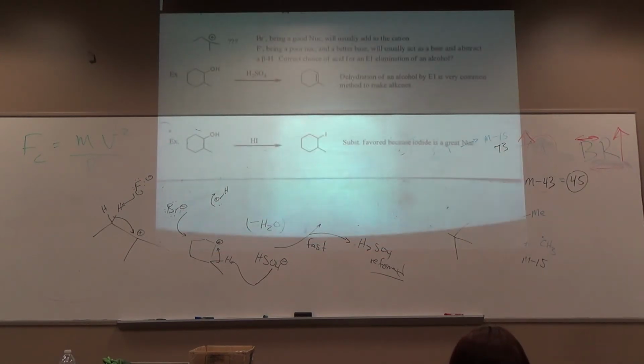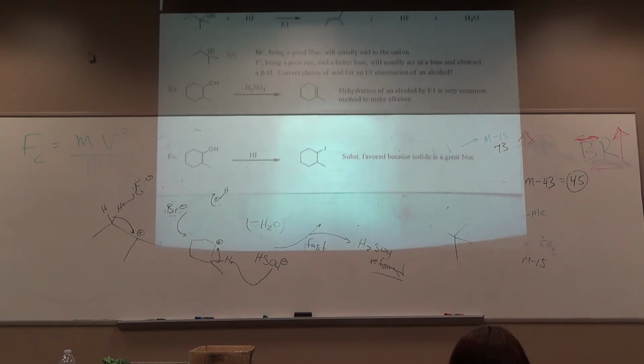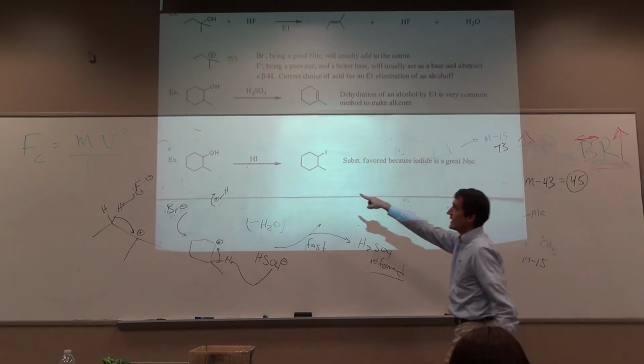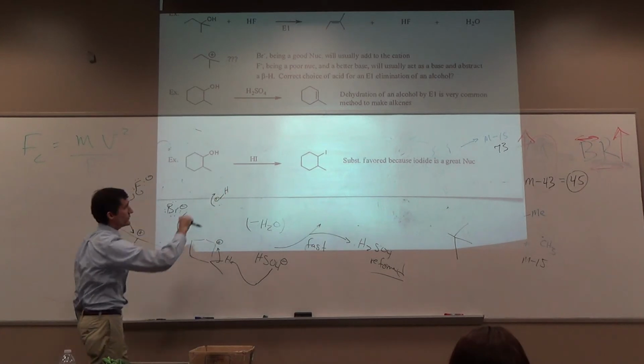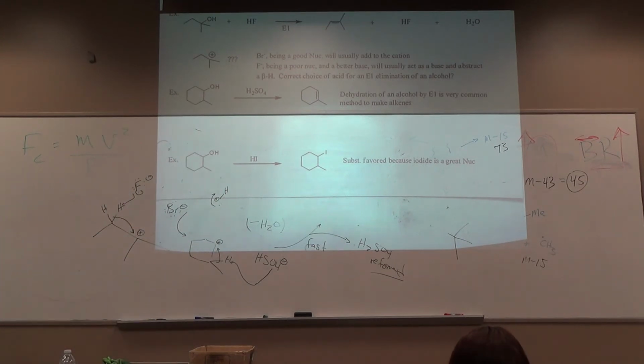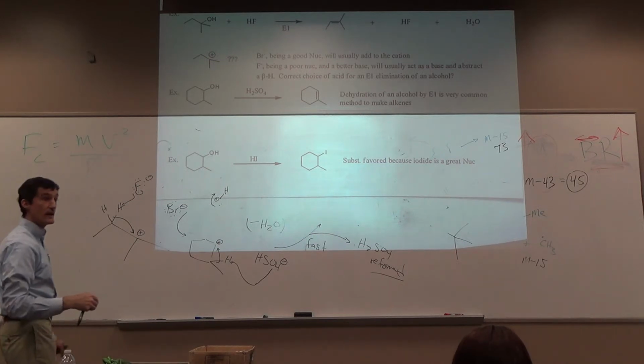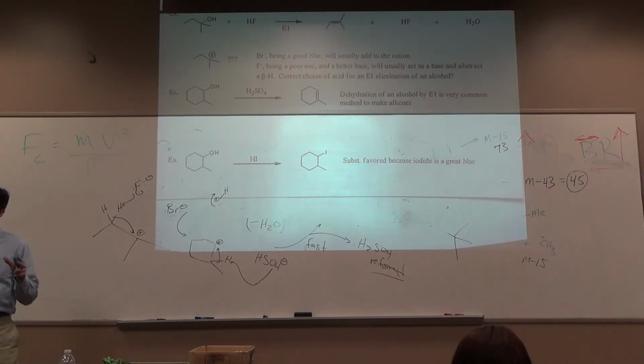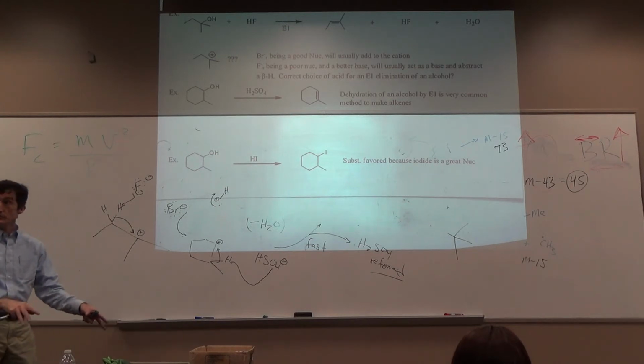And of course, we've already looked at this reaction. But it's different though. We react this with HI. You don't get elimination, but instead you get SN1. Why do you get substitution there and not elimination? We answered this 5 minutes ago. Iodine's a great nucleophile. It'll add to the carbon. It'll act as a nucleophile. Okay?